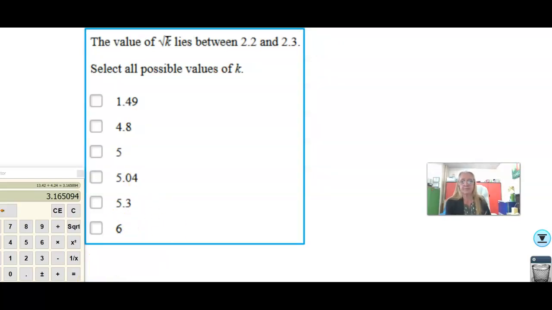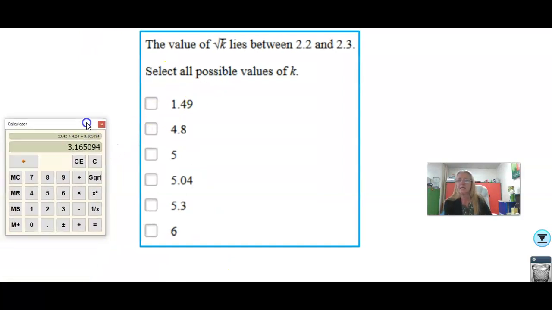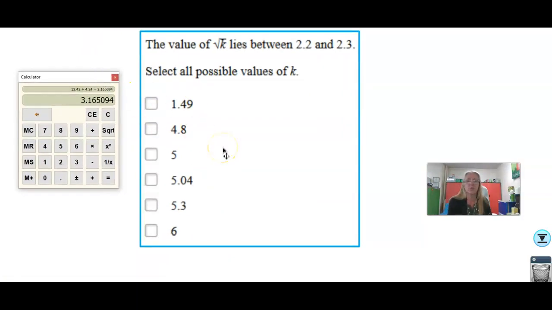Oh, this one. The kids did not like this one. So here we have the value of the square root of k lies between 2.2 and 2.3. Select all possible values of k. The way you really should approach this problem is they're telling you they took a number and the square root is in between this and this. So what you can do is square both of these, and any numbers that are in between those are right.